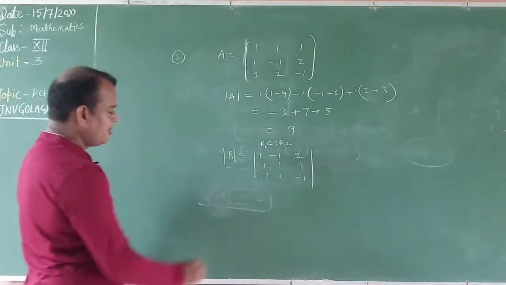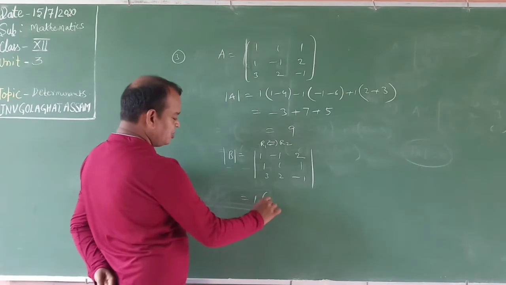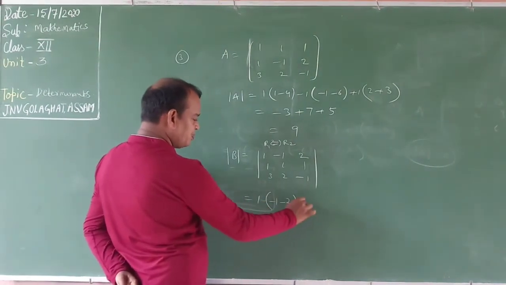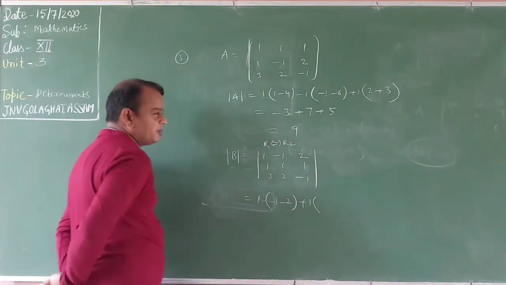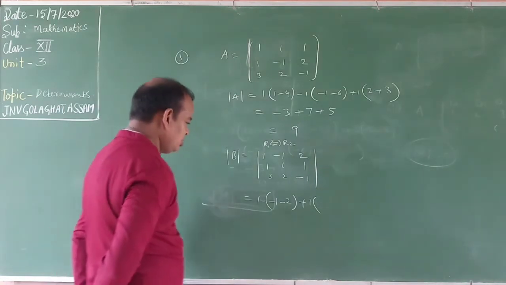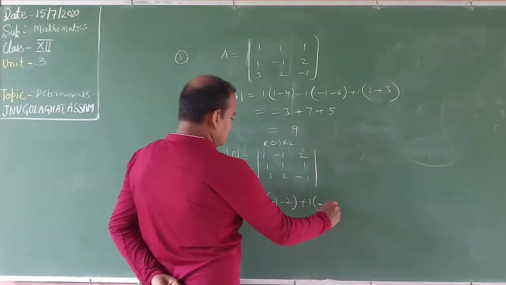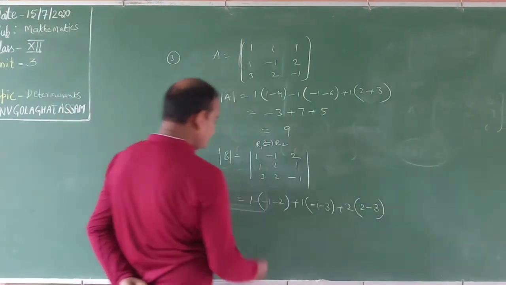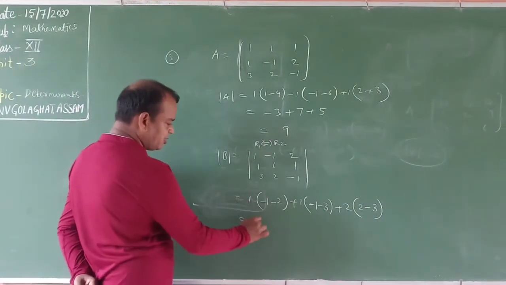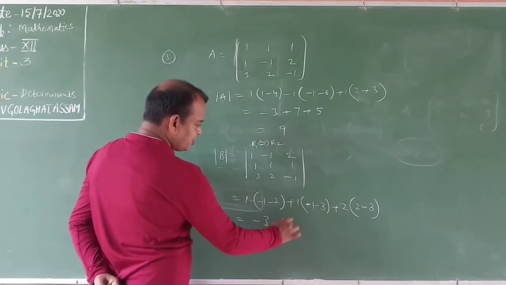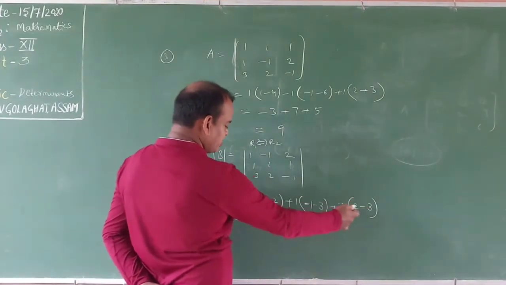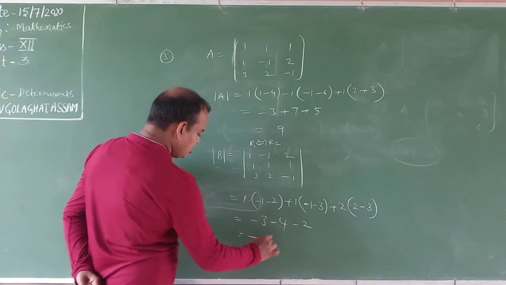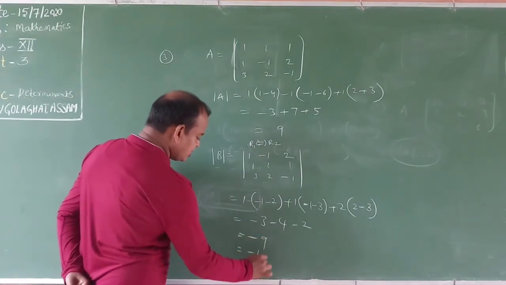Now we can find the determinant. 1 into (minus 1 minus 2), plus 1 into, why you write the plus 1? You know very well, the cofactor. Minus 1 minus 3 plus 2 into (2 minus 3). Minus 1 minus 2 means minus 3, into 1 minus 3. This is minus 4. Now 2 minus 3 means minus 1, means minus 2. That is called minus 9, that is called minus determinant of A.